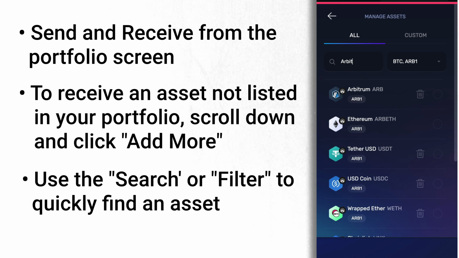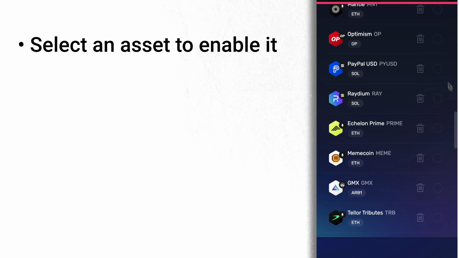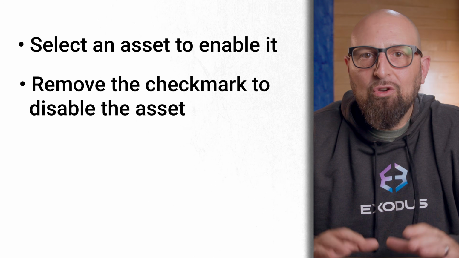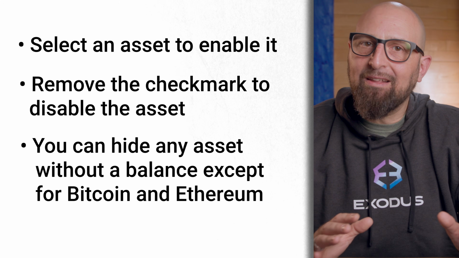Now you can also use the filter to choose specific networks. And once you find the asset you want to enable, just select it to enable it and it will appear in your portfolio. You can also remove the checkmark to disable the asset. Now you can hide any asset without a balance except for Bitcoin and Ethereum.